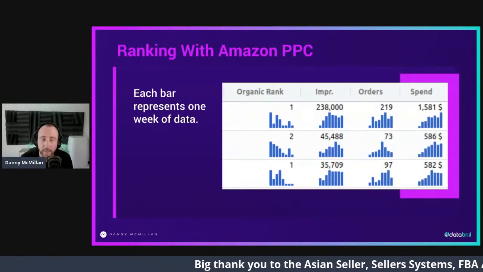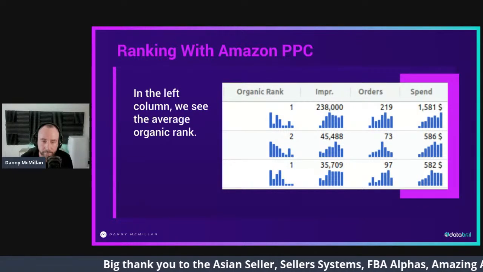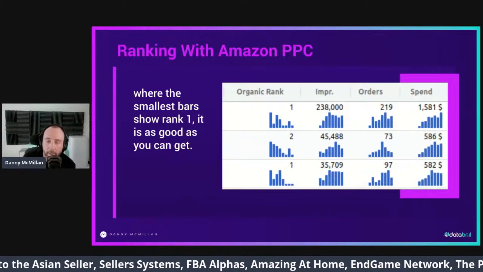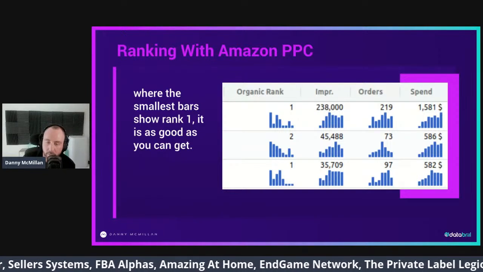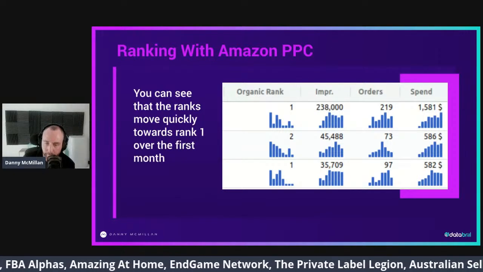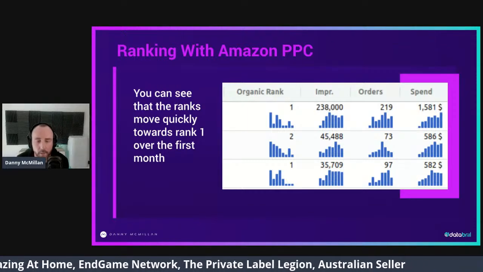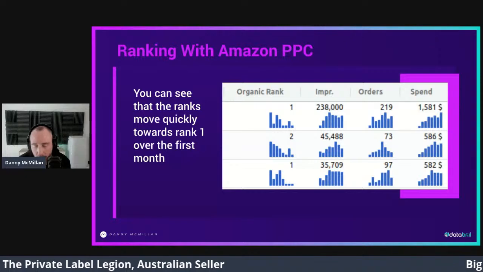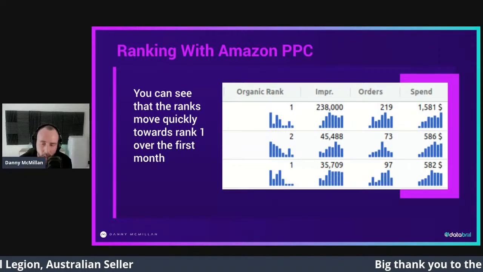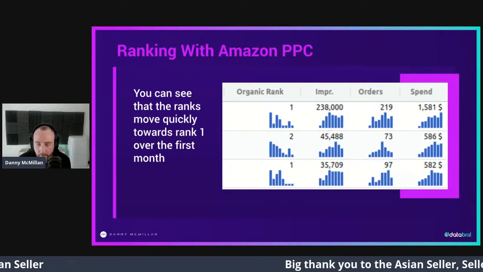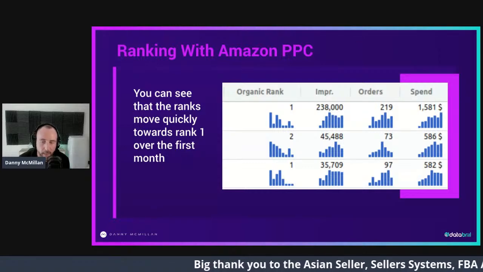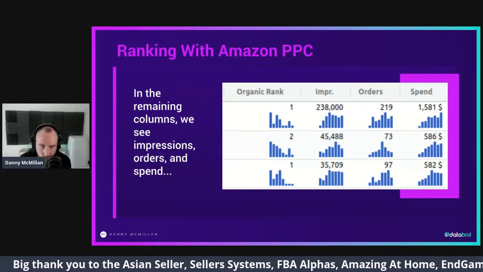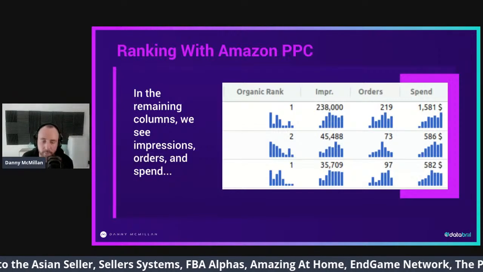Here, each bar represents 1 week of data. In the left column, we see the average organic rank, where the smallest bars show rank 1, as good as it's going to get, position number 1. You can see that the ranks move quickly towards rank 1 over the first month. So you can see in that first column, organic rank as it starts to scale down. There are 8 weeks in total. In the remaining columns, we see impressions, orders, and spend.